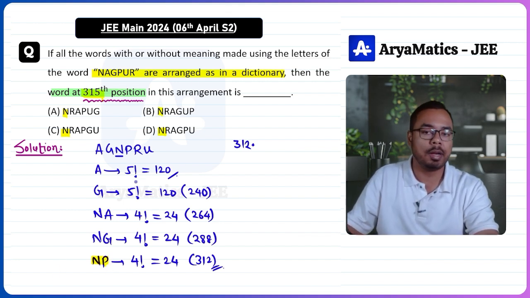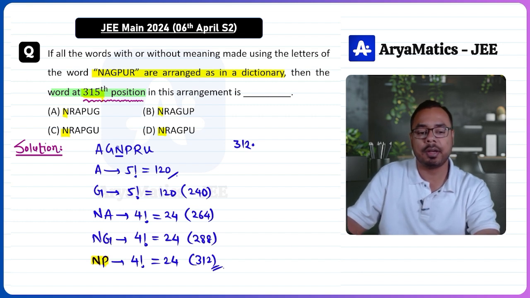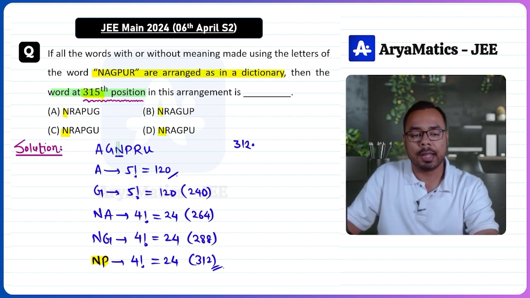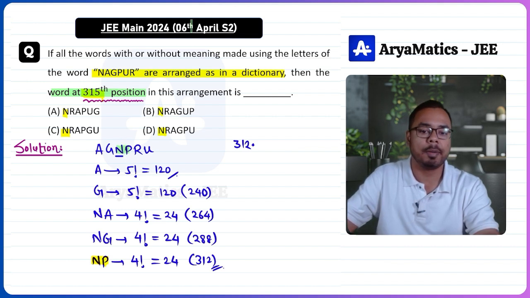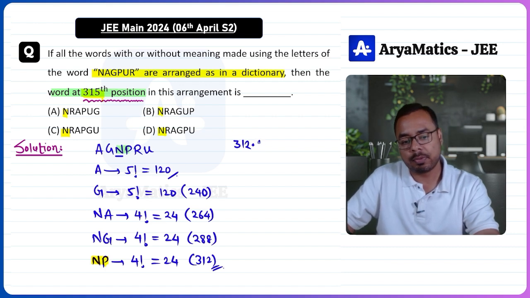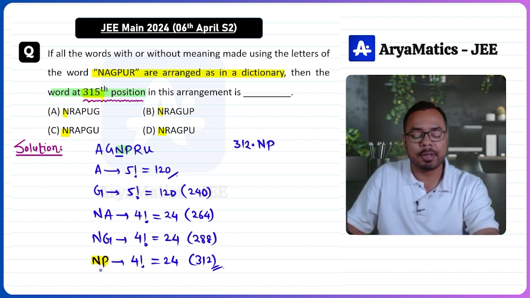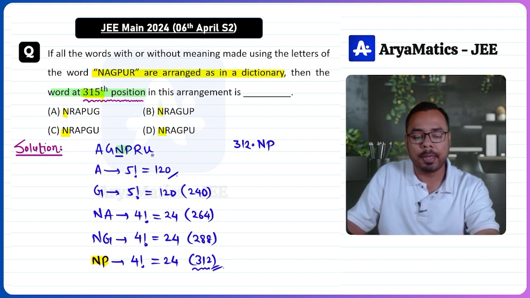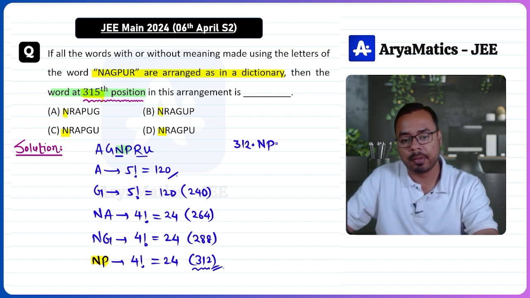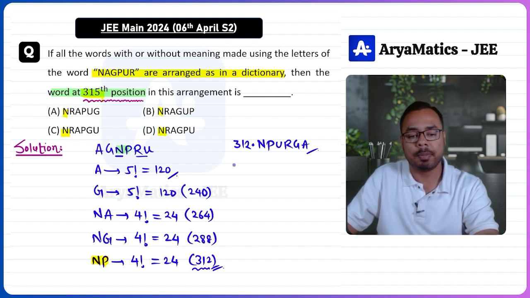Now remember, whenever you need the last word starting with a given set of letters, you write those 2 letters, and then the remaining letters in reverse order. For the first word starting with NP, you write NP and then the remaining letters in alphabetical order. And for the last word, write in reverse order. So the last word starting with NP, on 312th place, should be NP and then the remaining four letters in reverse order. So that means URZA, right? URZA. This is the word on 312th place.